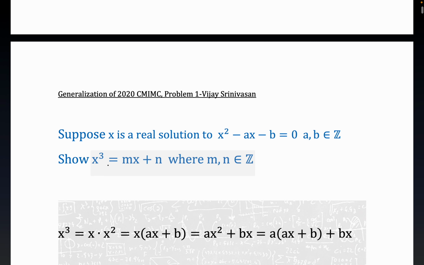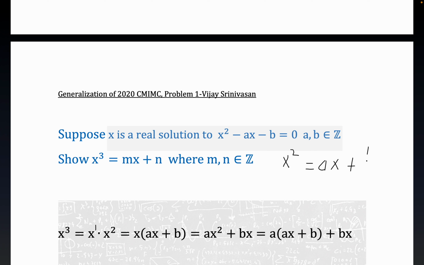We're supposed to show that x cubed is equal to mx plus n. It's a linear form, again with integer coefficients. So again, very routine stuff. x cubed by laws of exponents is equal to x to the first times x to the second. But notice we can make a substitution here because of our given, and you can think of x as a solution. This is not for all x. In other words, this is just a solution. So x squared is equal to ax plus b. It's another way to rewrite that.